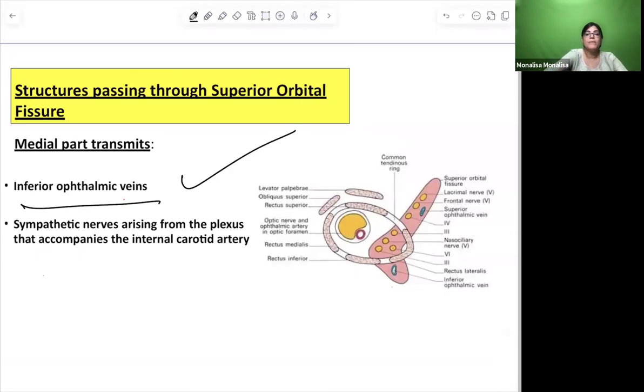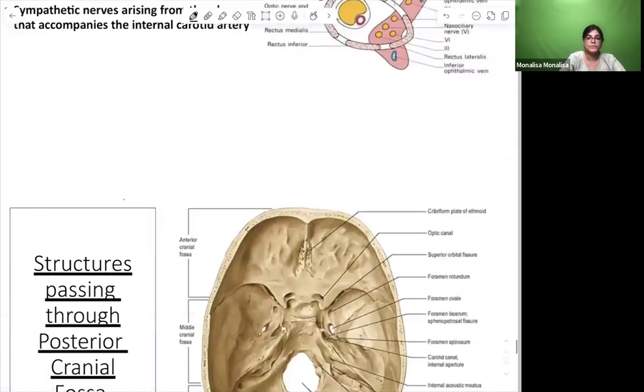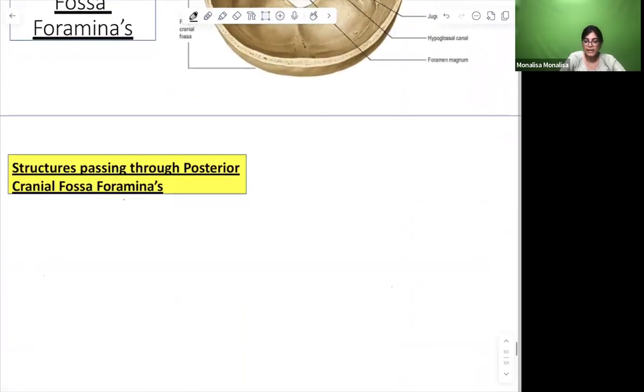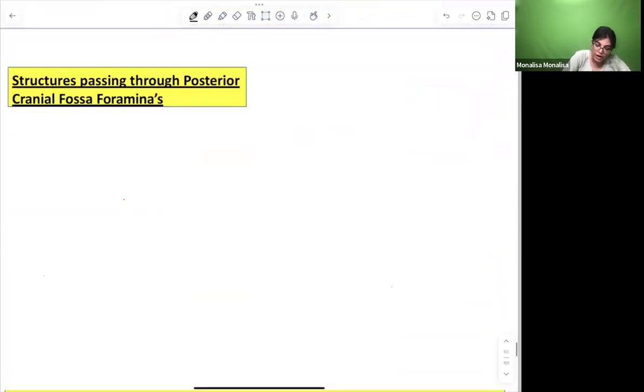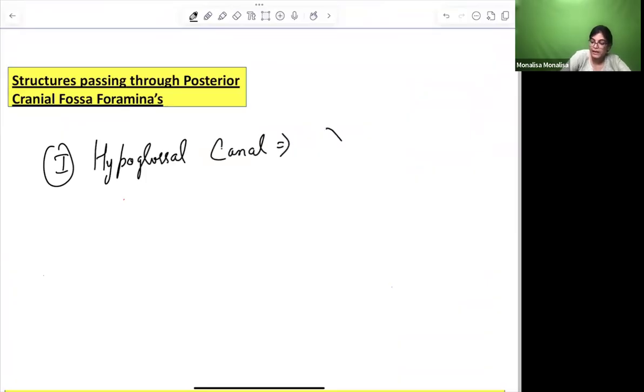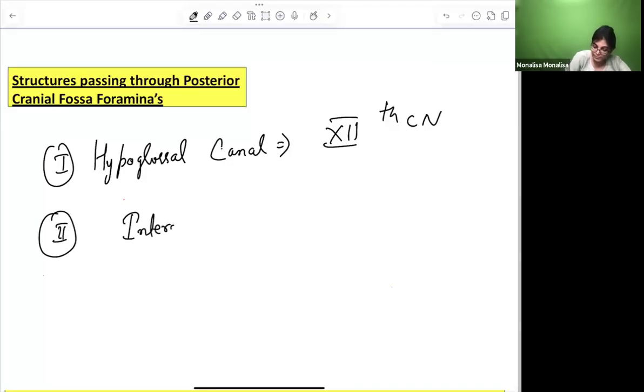Okay, all these, my dear students, are in the notes which I will give you. Just go through them; this is very important before the examination. Now, in the posterior cranial fossa, we have the hypoglossal canal. What passes through the hypoglossal canal, my dear students? The 12th cranial nerve. What passes through the internal acoustic meatus?